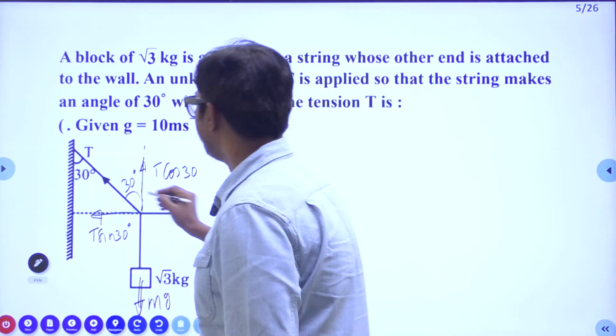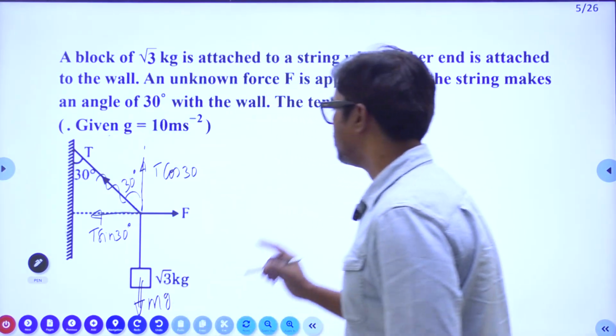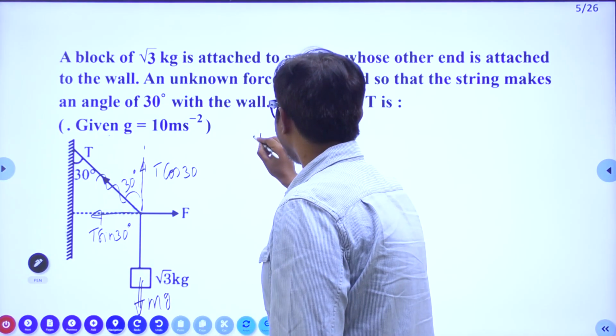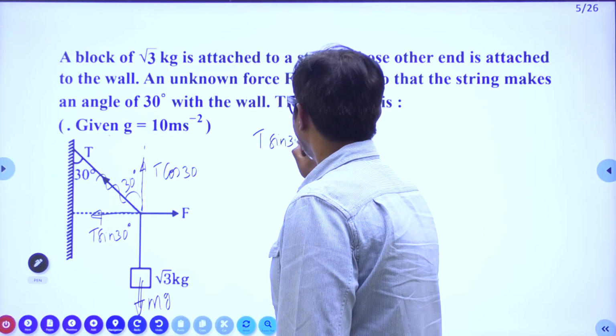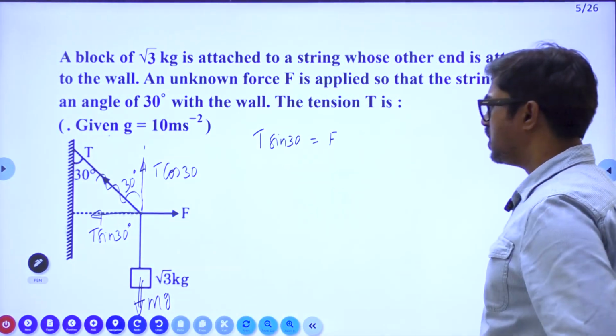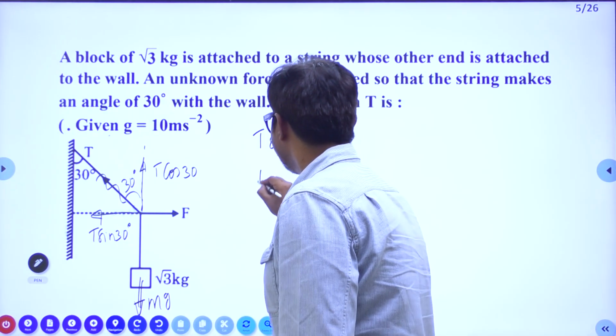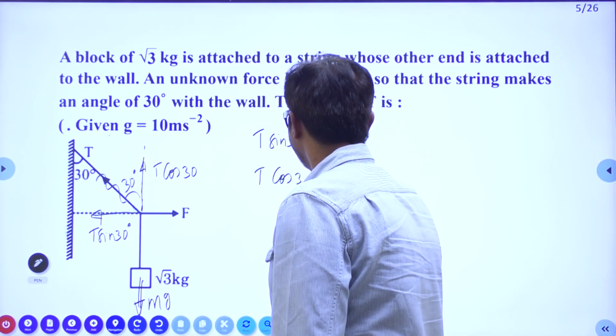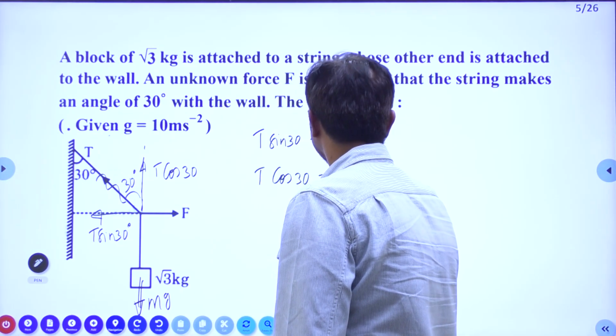Now, horizontal equilibrium, T is no more. Horizontally, what do you have? T sin 30 must be equal to that applied force. So the force is balancing T sin 30. And vertically, T cos 30 is balancing mg.